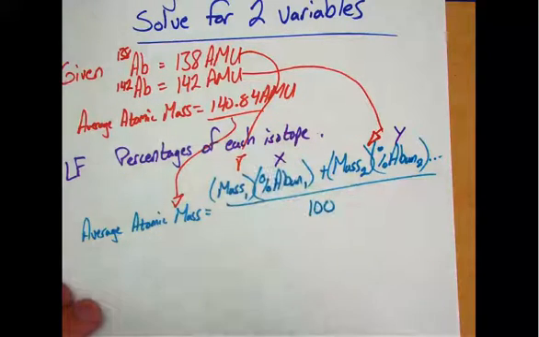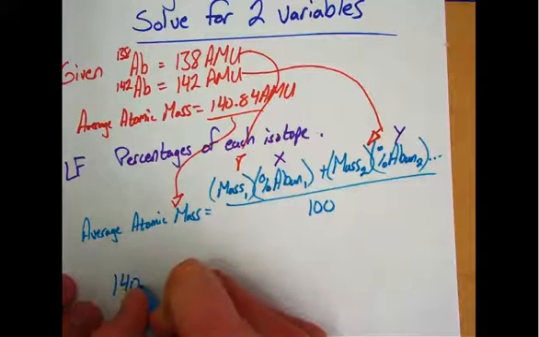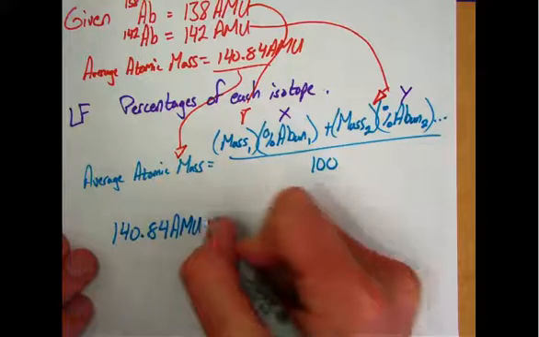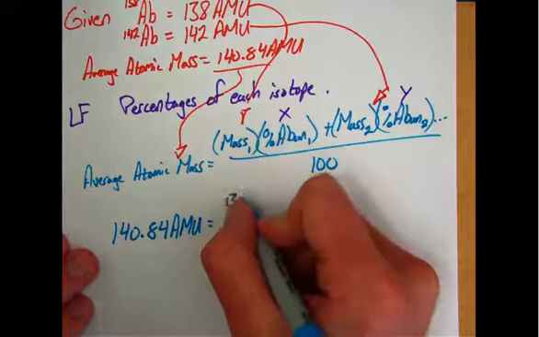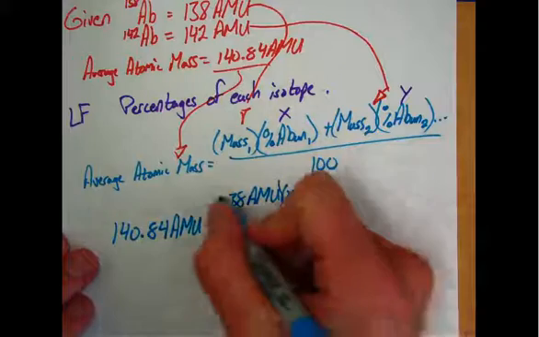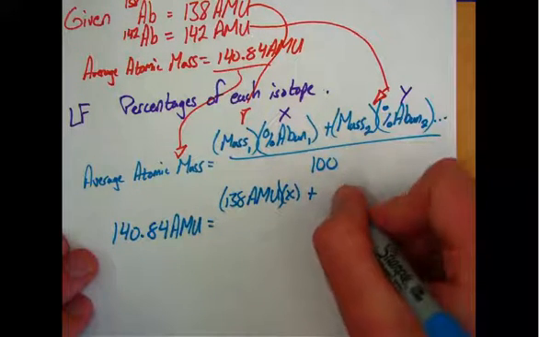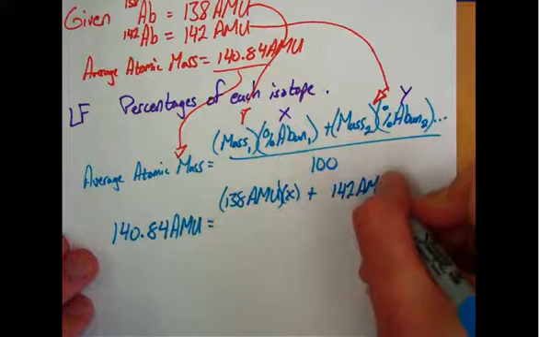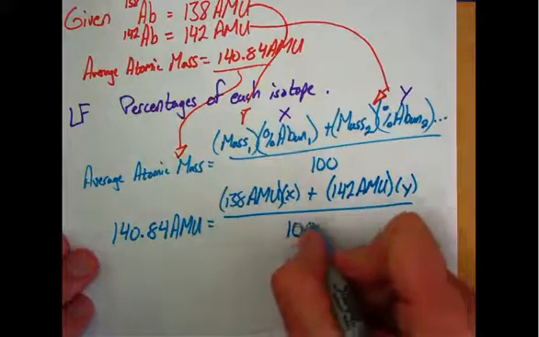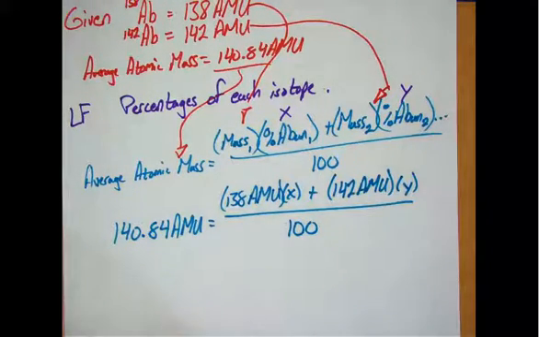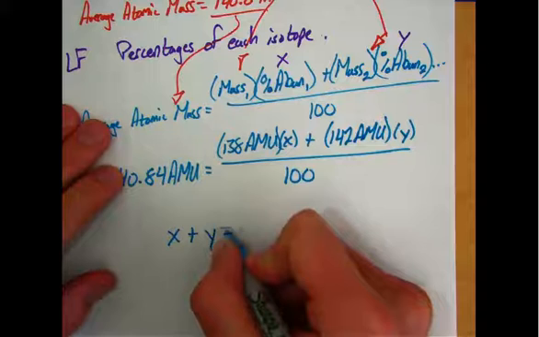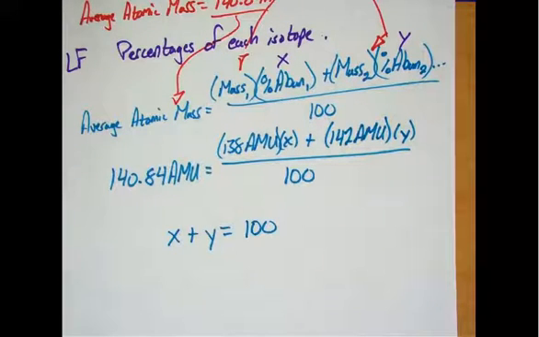So our average atomic mass of 140.84, and just for the cleanliness of this, I'm going to write AMU for our units. Mass of 1 is 138 AMU times X plus 142 AMU times Y, over 100. Fortunately, since this is a percentage and there's only two of them, we also know that X plus Y equals 100.